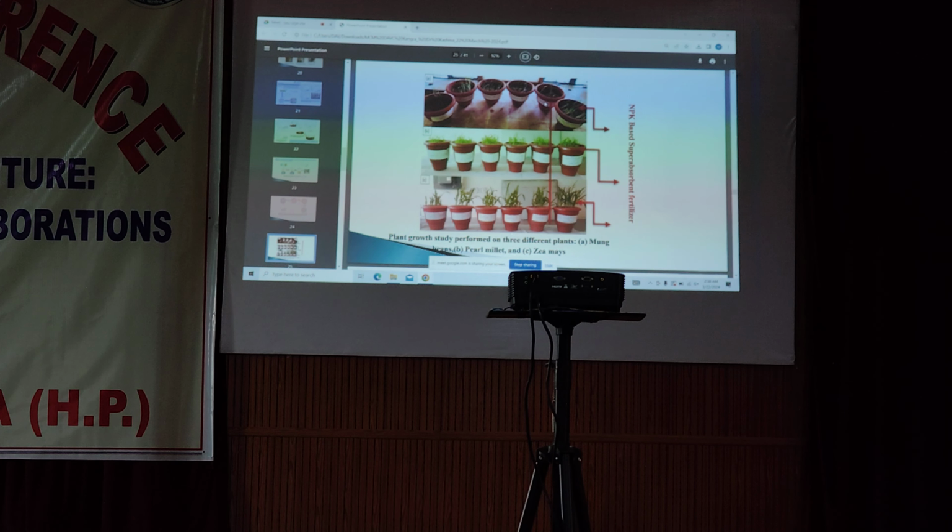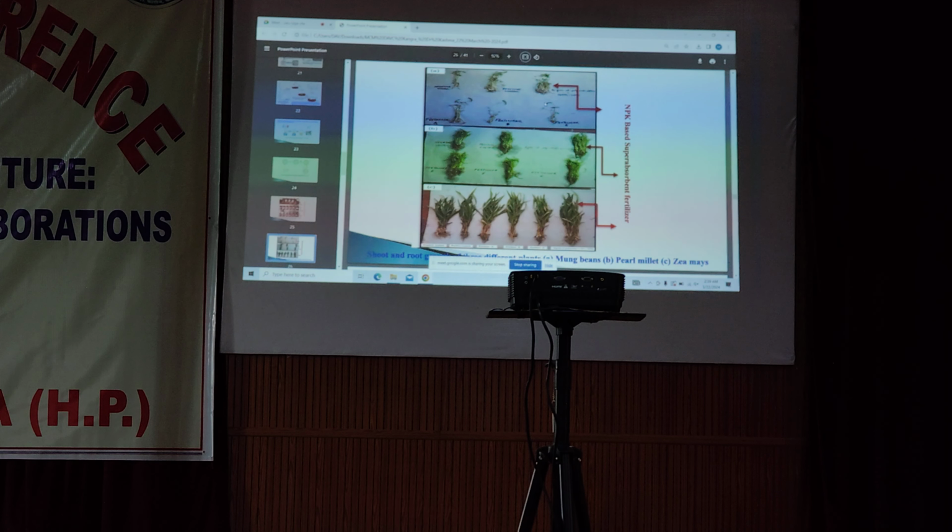We conducted this study for 30 to 40 days, and we observed that not only did the need for irrigation reduce, but the shoot growth, the root growth, everything improved more and more. The quality of vegetation also improved in all three cultivated crops. So this is the study.